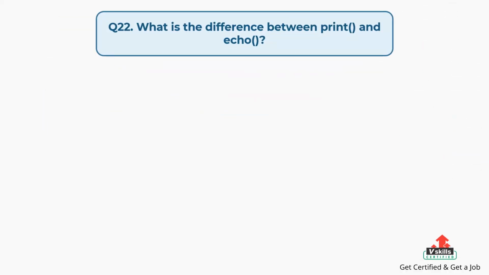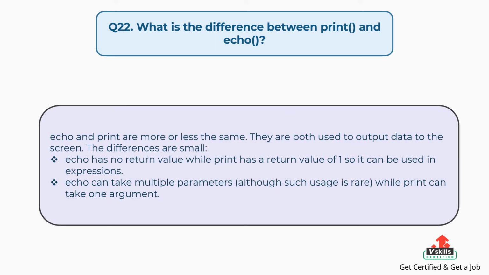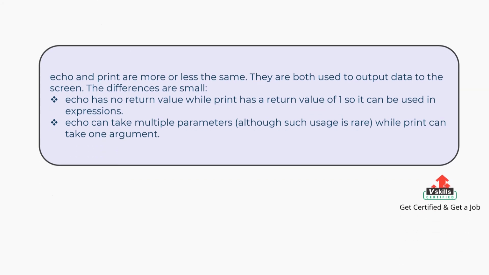Question number 22. What is the difference between print and echo? The answer is, echo and print are more or less the same. They are both used to output data to the screen. The differences are small. Echo has no return value while print has a return value of 1, so it can be used in expressions. Echo can take multiple parameters, although such usage is rare, while print can take 1 argument.